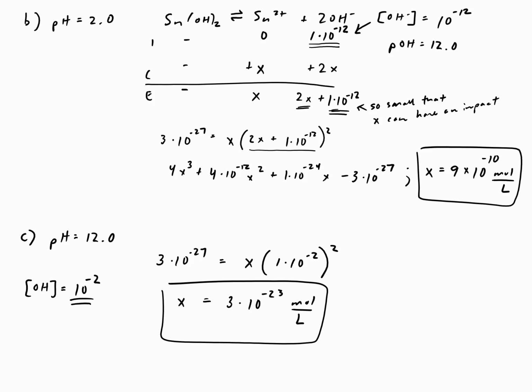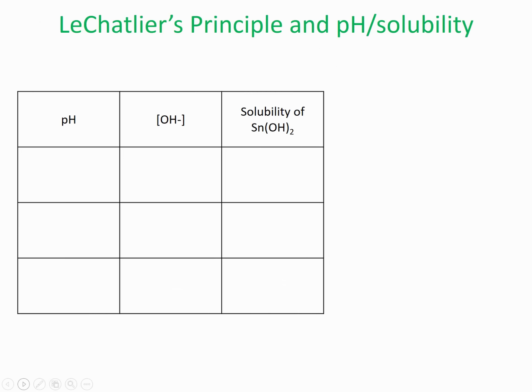Okay, so what does all this mean? I'm going to summarize this in the following table. So when the pH was 12, my hydroxide concentration was 1 times 10 to the negative second, and then my solubility of tin hydroxide was this.